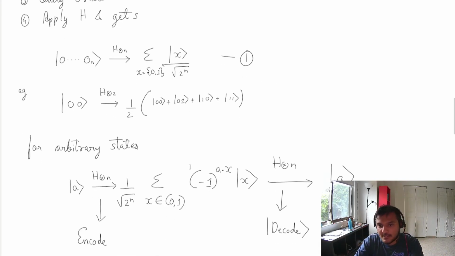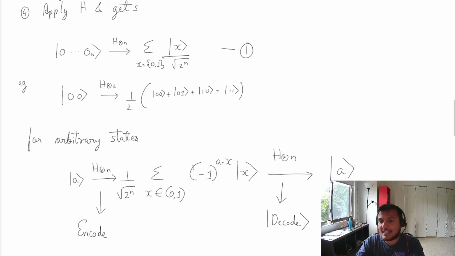Now, let me tell you this property of Hadamard. I said Hadamard gates are self-inverting. By that I mean Hadamard is its own inverse. So H inverse is just H. If I start with an arbitrary state and I perform a Hadamard transformation, I get this state, -1 to the a dot x, where x is 0 and 1.